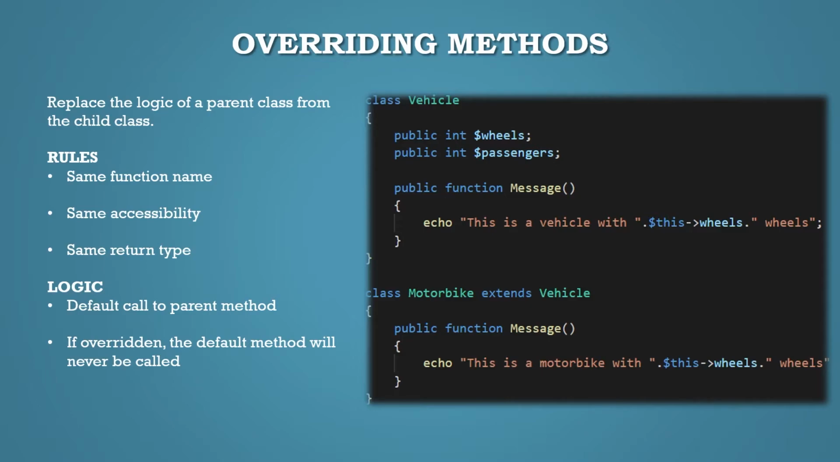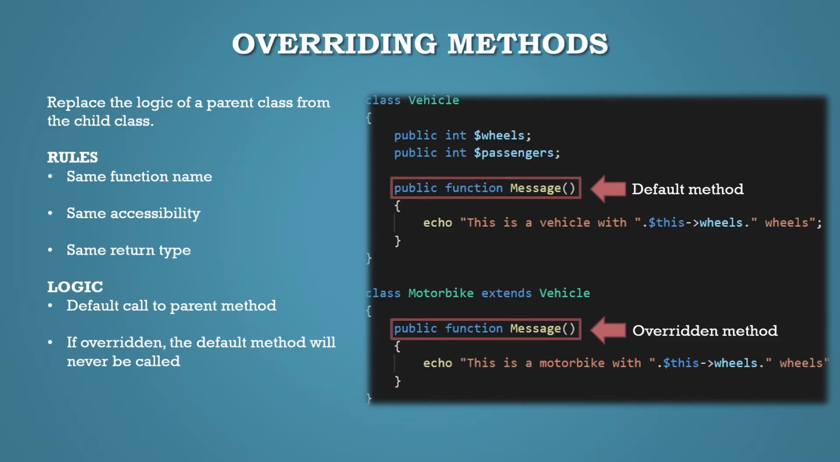If no overriding of that function is defined on the child class, the default call is going to happen on the parent method. However, if there is an overridden function on the child class, the default method will never be called unless the user specifies it. As you can see here on the class vehicle, we have the default method message. However, in the class motorbike, which extends from vehicle, we have overridden that particular method. That means that the parent method message would not be executed when the message function gets called. Let's change our previous example to show this.